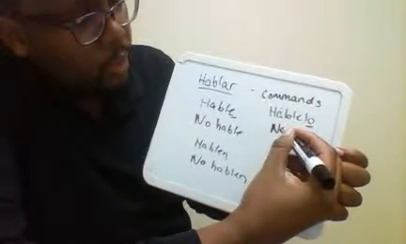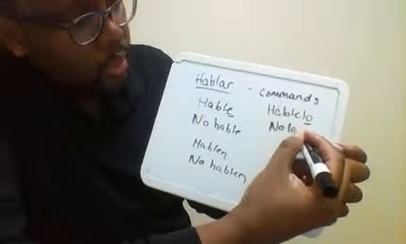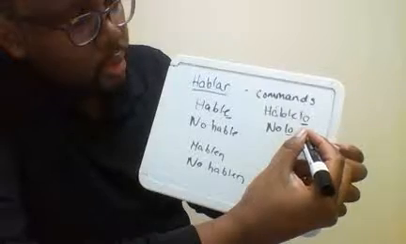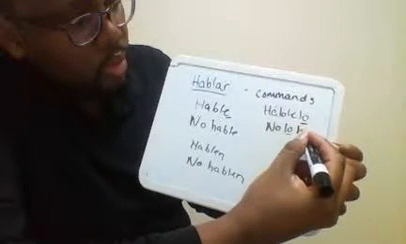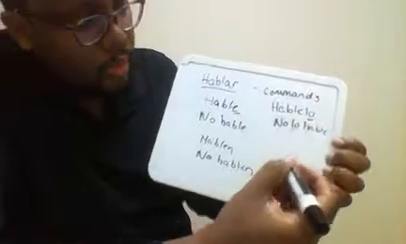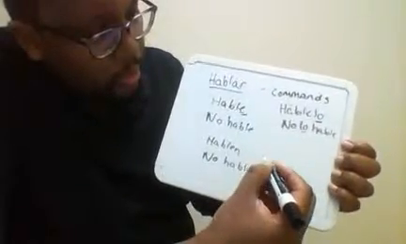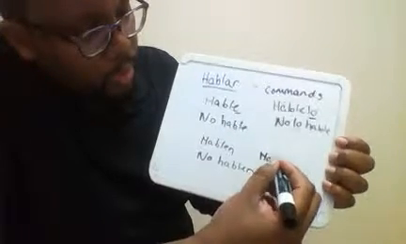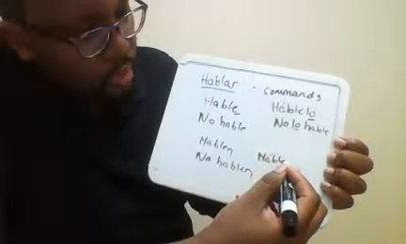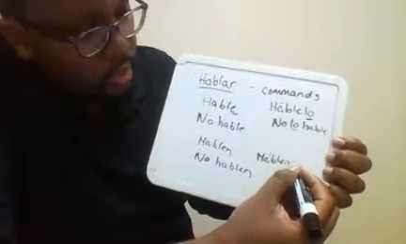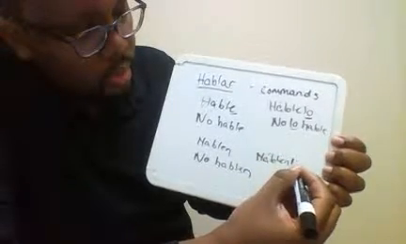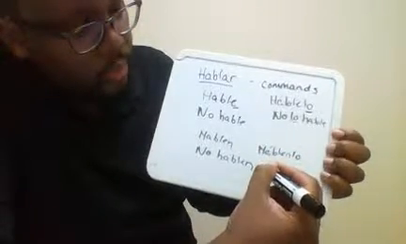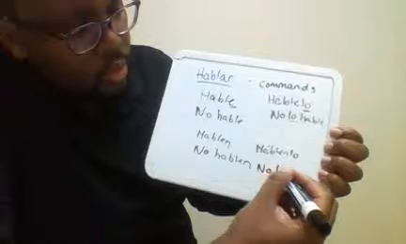And we have a negative command. You want to put the object pronoun up here, right, before the verb. No lo hable. The same is going to happen with plural forms. Háblenlo. No lo hablen.